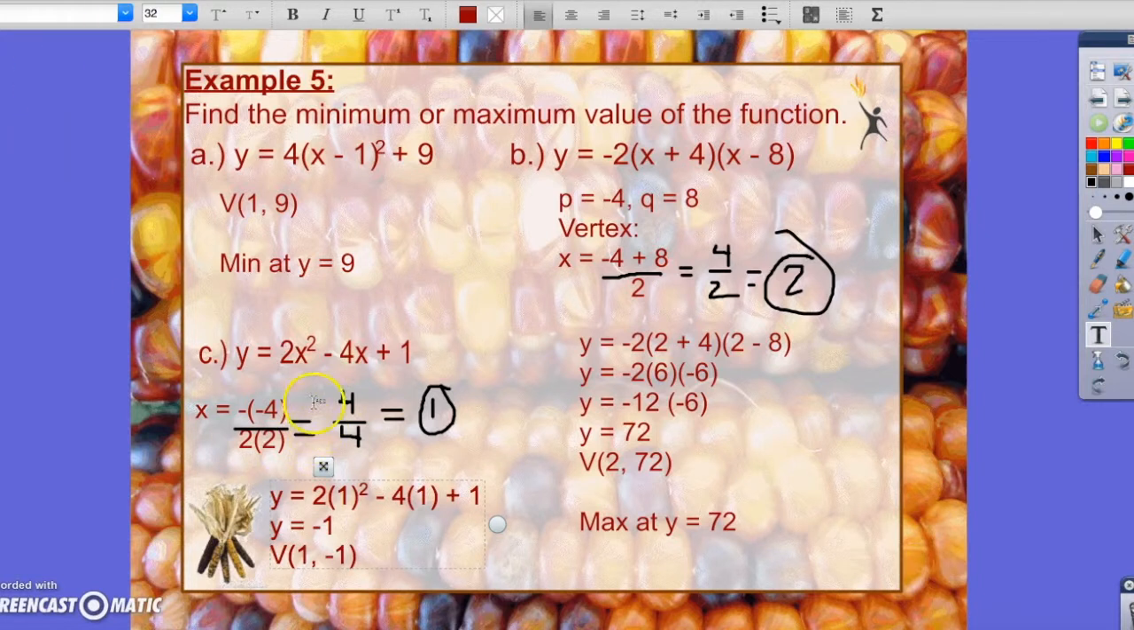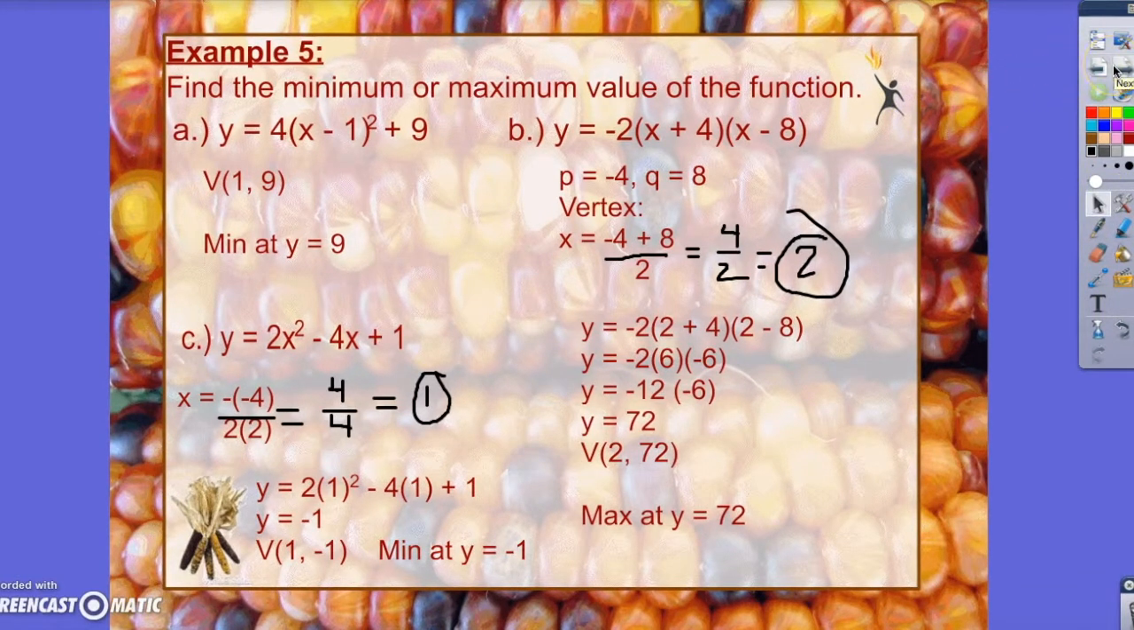And if I look back for a second, my a is what? Positive 2. Positive 2 means it opens up, so it's a minimum. Min at y equals 1. That's my answer.